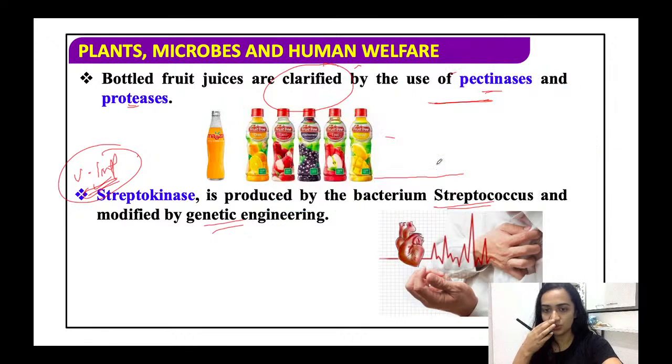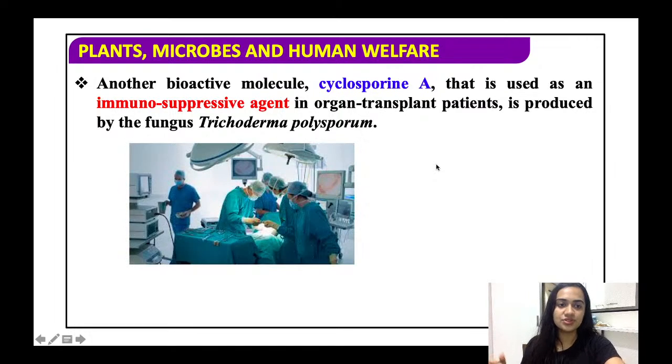Yes, another bioactive molecule is Cyclosporin A, that is used as an immunosuppressive agent. That means you use it in your organ transplant. Whenever you are transplanting an organ from the donor to the recipient, you need to suppress the immune reaction so that they will not start attacking the transplanted organ. So that immunosuppressive agent that is used is Cyclosporin A. Fine. And this is produced from the fungus Trichoderma polysporum.